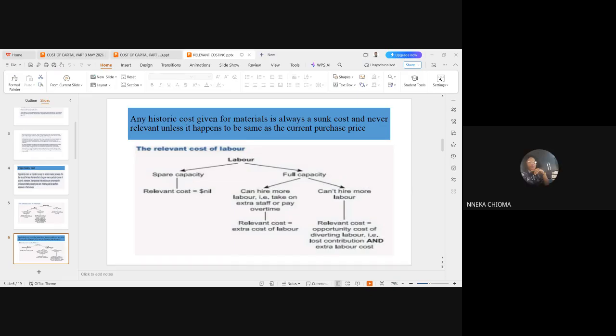Yes, sir. So I have a question on this last part that you explained now. Those workers working in Department A, maybe they've already agreed a price that they want to pay them, like a fixed salary. So why are they now paying them when they divert them to Department C? I thought it's only the lost contribution that is supposed to be relevant cost, since they have a particular amount they agreed as their salary.